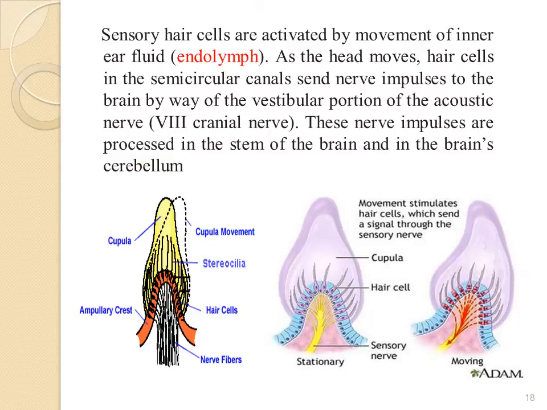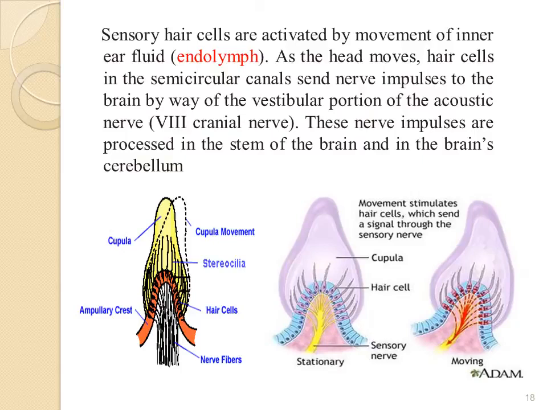endolymph. As the head moves, you can see in the picture, stationary and moving. As the head moves, you can see the hair cells in the semicircular canal. The hair cells in the semicircular canal send a nerve signal. You can see the nerve in the stationary state.